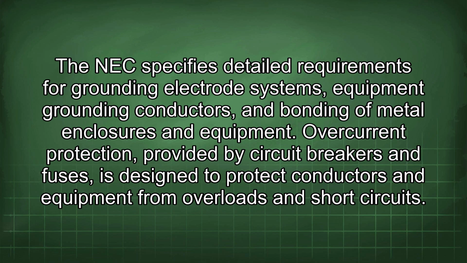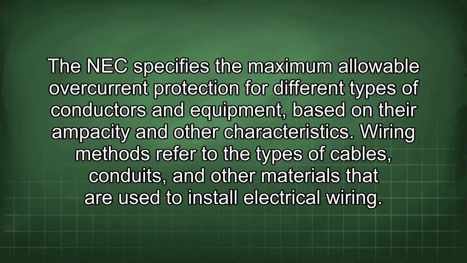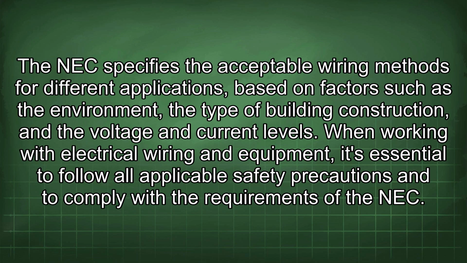Overcurrent protection provided by circuit breakers and fuses is designed to protect conductors and equipment from overloads and short circuits. The NEC specifies the maximum allowable overcurrent protection for different types of conductors and equipment based on their ampacity and other characteristics. Wiring methods refer to the types of cables, conduits, and other materials that are used to install electrical wiring. The NEC specifies the acceptable wiring methods for different applications based on factors such as the environment, the type of building construction, and the voltage and current levels.